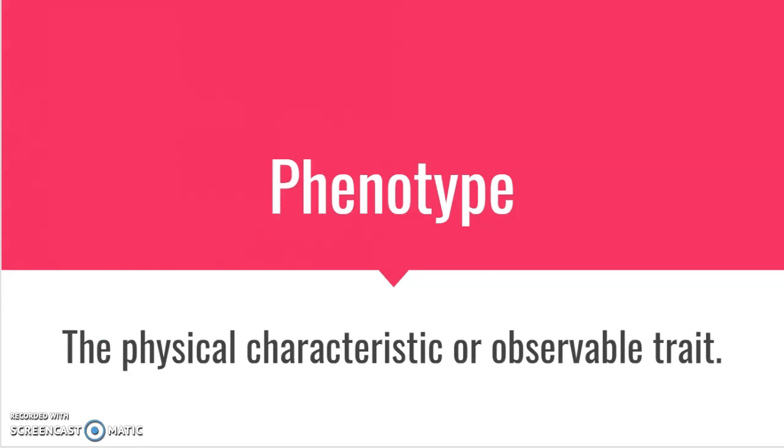All right, and the phenotype is the physical characteristic that is observable. So in the last slide, we said capital T for tall, little t for short. If I'm short, that's the phenotype, but my genotype would be little t, little t.